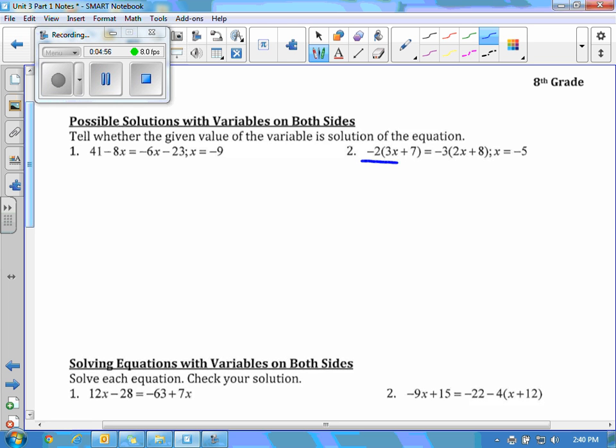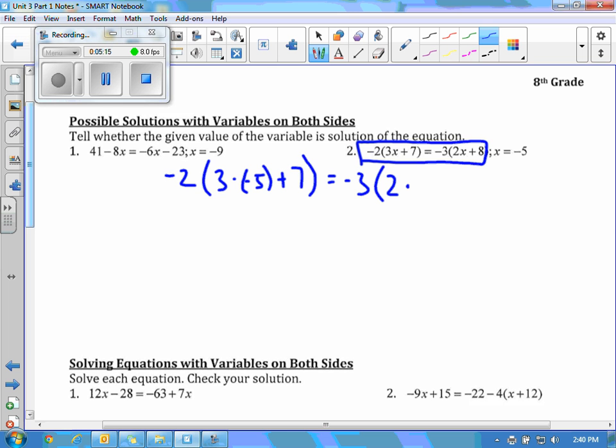Okay. So this is my equation, and then they're saying check and see if -5 works. I'm going to start over here so I have some room. So I have -2 times (3x + 7) equals -3 times (2x + 8). I need to replace the x with -5 on both sides.